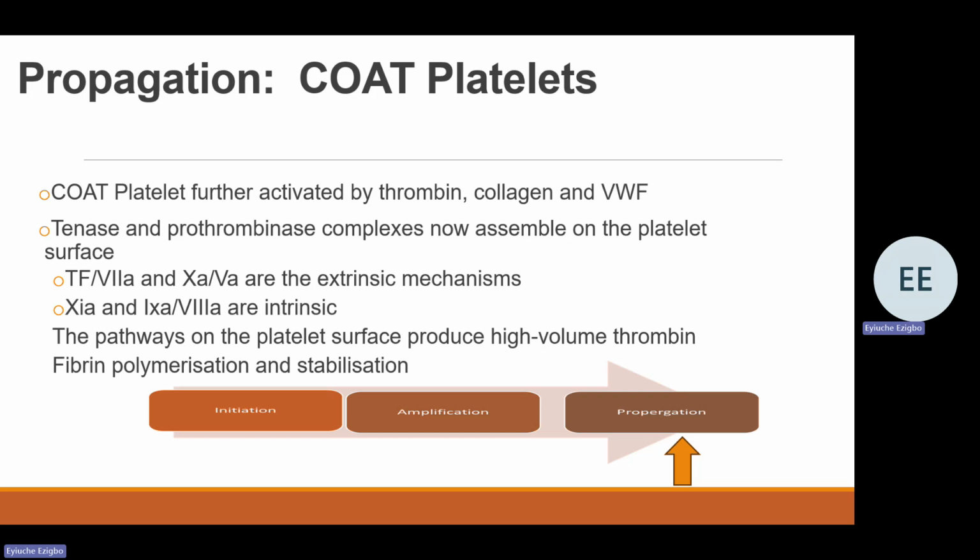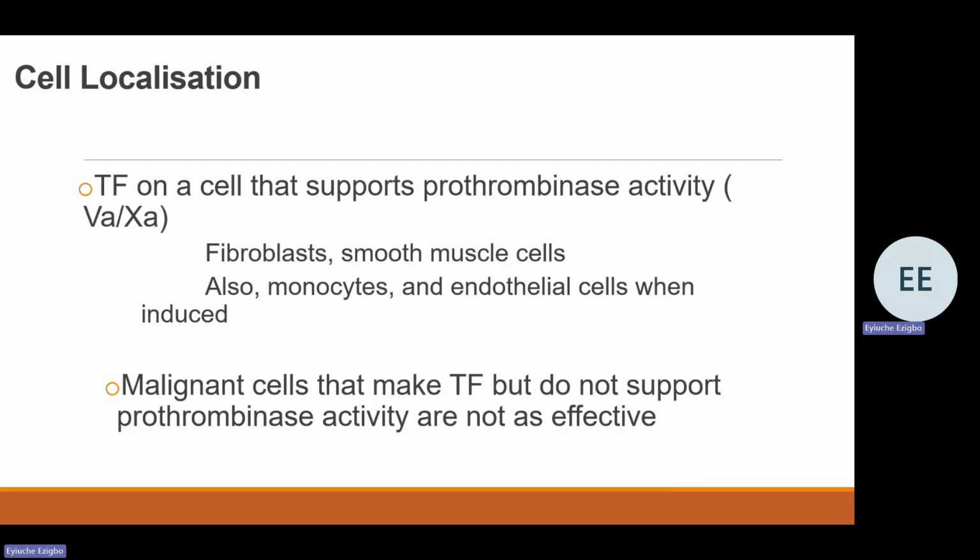So the propagation phase, as illustrated here, occurs on the coat platelets, which become further activated by thrombin, collagen, and von Willebrand factor. The tenase and prothrombinase complexes now assemble on the fully activated platelet surface. The pathways on the platelet surface produce high volume thrombin, which cleaves fibrinogen to form fibrin and accomplish fibrin polymerization, cross-linking and stabilizing the fibrin clots. So the process of propagation, which occurs on the coat platelets, ends with the formation of a cross-linked and stabilized fibrin, as we've seen in the diagram.